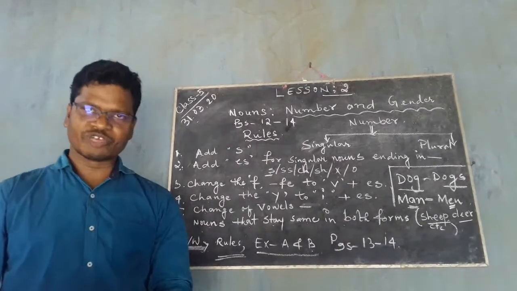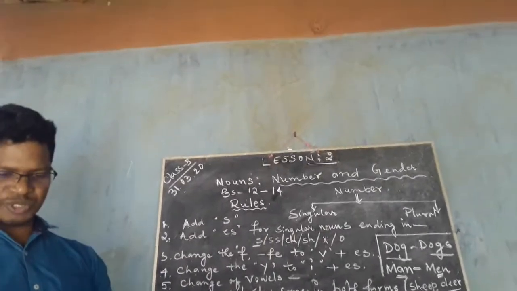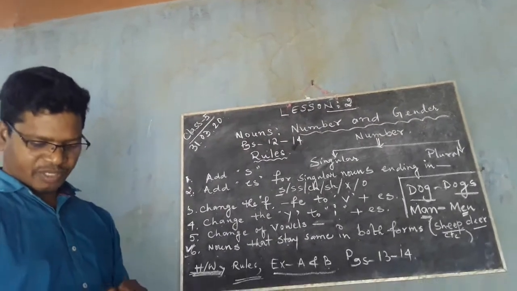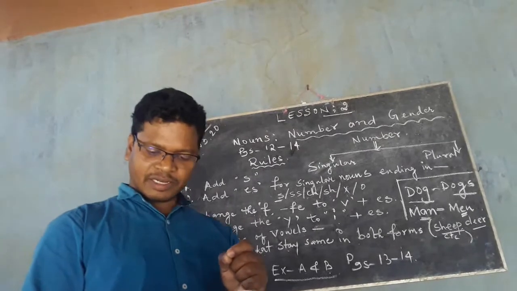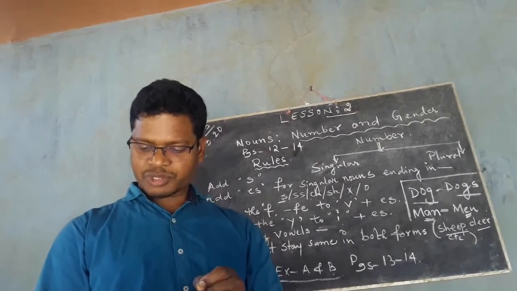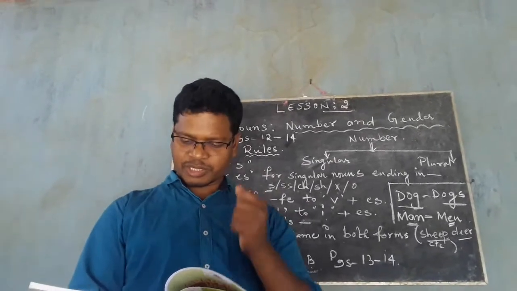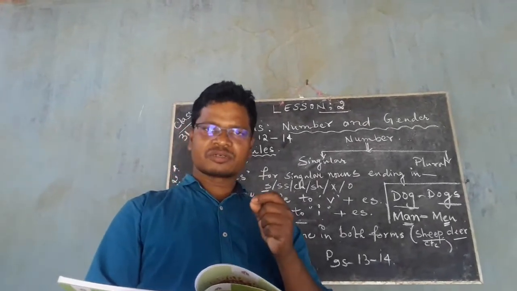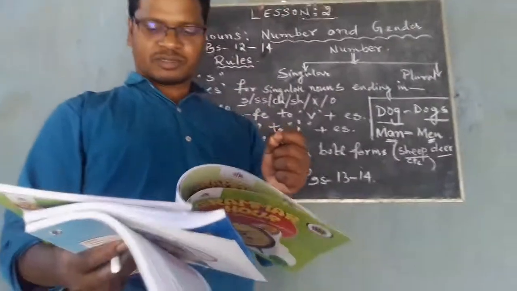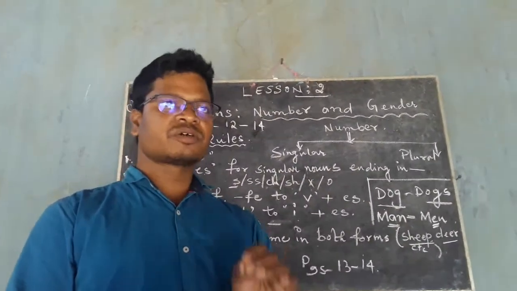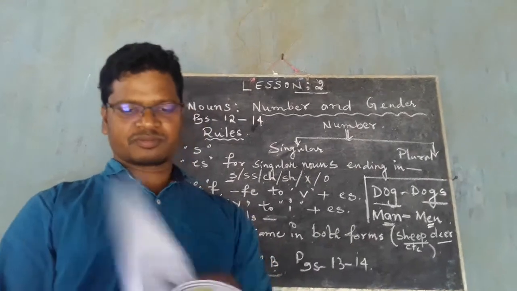So before we end, just look at your book once. Page number 13, question A. Underline the correct forms of the nouns in the sentences. What do you have to do? You have to write the whole sentence and write the correct options only. You are supposed to copy the sentences with the correct option.